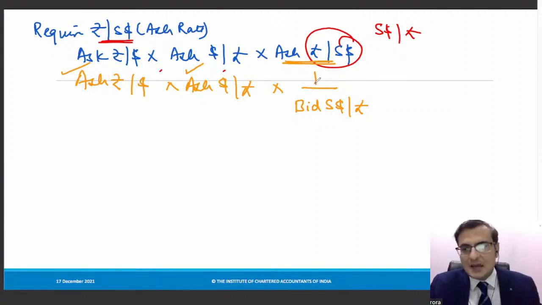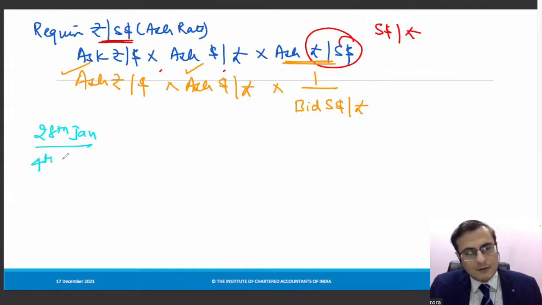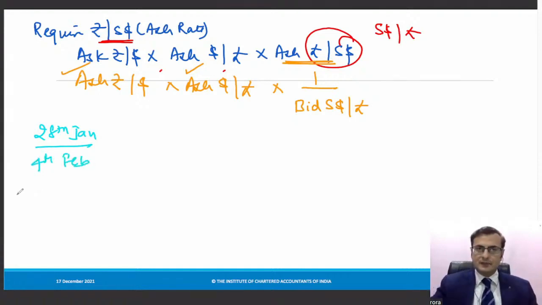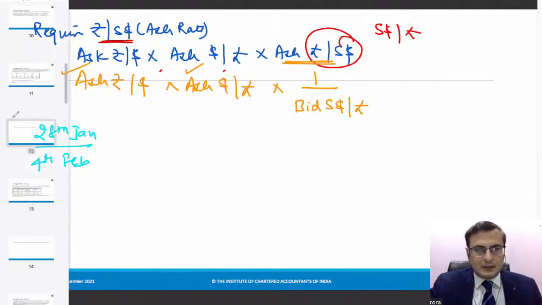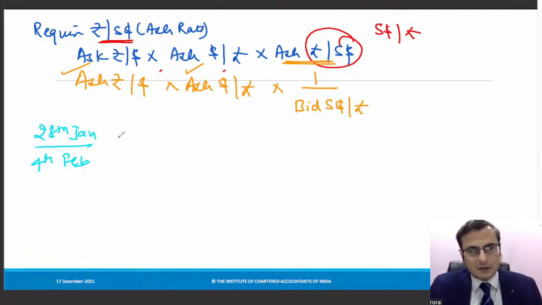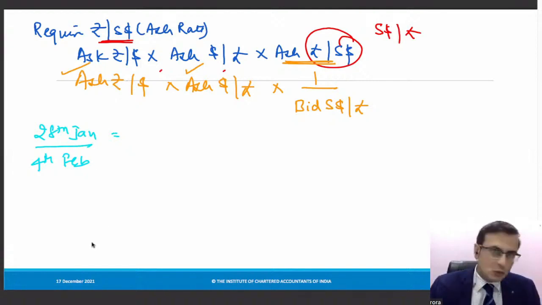By solving this, we want a rate first on 28th January, and I need a rate on 4th of February. Clear? So have you seen the question? What is the rate I can take for 28th January? Let me take you to the previous question so that we can take up the rates.